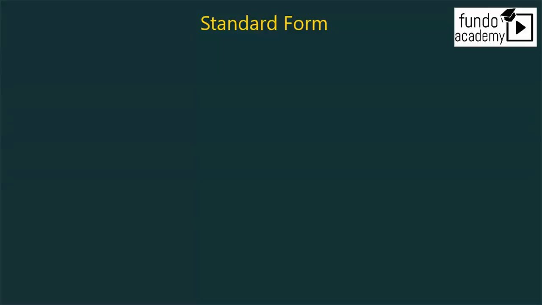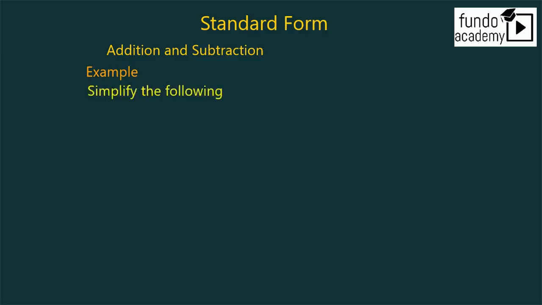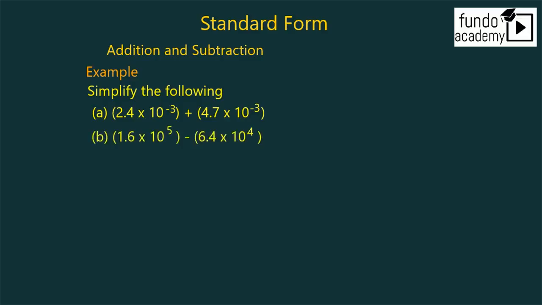We are moving on to addition and subtraction of numbers in standard form. We're going to be using an example to explain how we add and subtract numbers in standard form. The question says simplify the following. Part A: 2.4 times 10 to the power of negative 3 plus 4.7 times 10 to the power of negative 3. Part B: 1.6 times 10 to the power of 5 minus 6.4 times 10 to the power of 4.